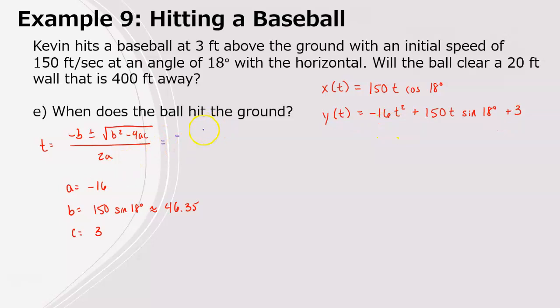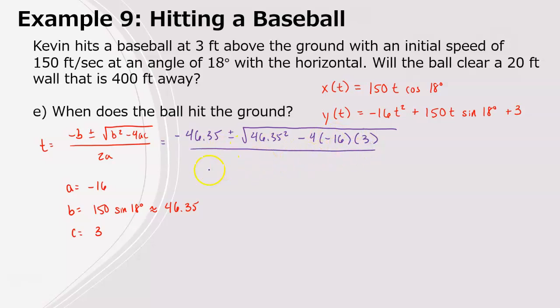So it'll be negative 46.35 plus or minus the square root of 46.35 squared minus 4 times a, which is negative 16, times c, which is 3, all over 2a. So again, a is negative 16, so this would be negative 32. Now, when you go to simplify that on your calculator, you might want to do that in a couple of steps.